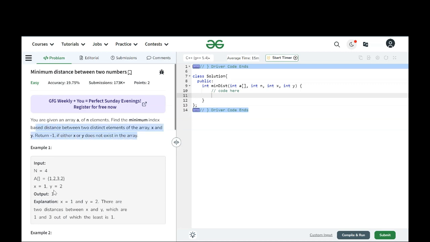So the question states that we have an array of elements and we have two integers x and y. We need to find these integers' indexes in this particular array, and we need to find the minimum index distance. So why minimum? Because there can be some duplicate elements of x and y in this array, and if either of x and y is not present in my array, I have to return a minus 1.